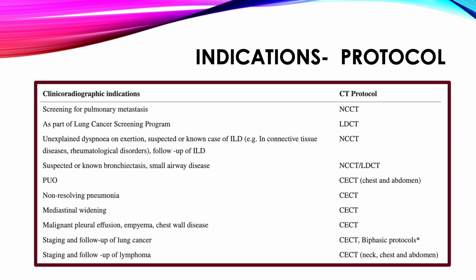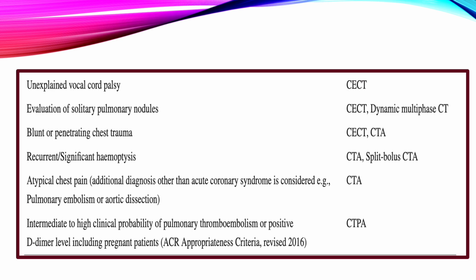If you're looking at non-resolving pneumonias, suspected masses, mediastinal widening, malignant effusions or chest wall diseases, and when you're looking at staging of cancers or staging of lymphomas, in that case you may want to do a contrast enhanced CT scan of the chest. So, in continuation with suspected patients for lung cancer, even if you're ruling out an unexplained vocal cord palsy or evaluating an SPN or solitary pulmonary nodule, you would prefer a contrast enhanced CT.